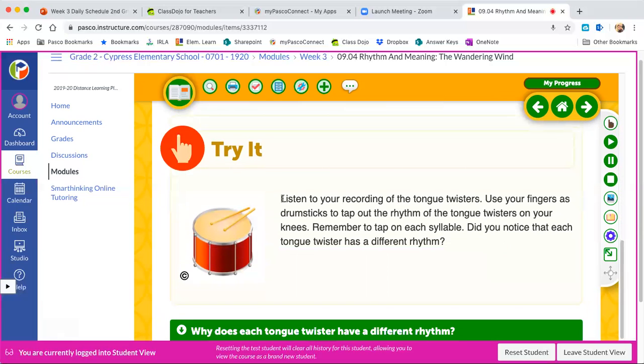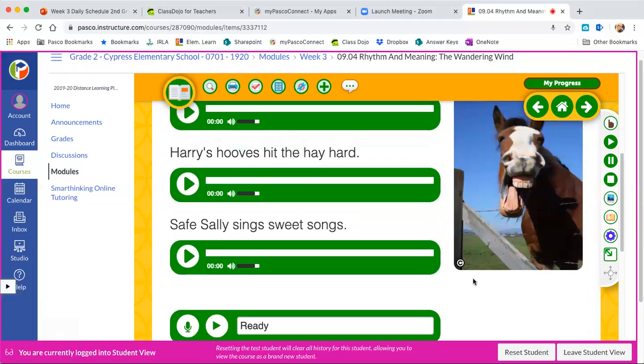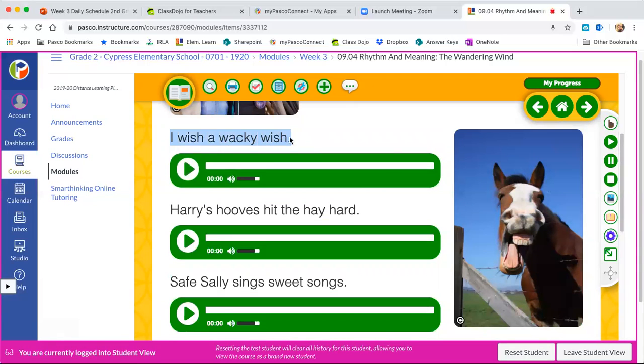Okay, now if you go back and listen to yourself reading those tongue twisters, and you use your fingers as drumsticks to tap out the rhythm of the tongue twisters on your knees or on your tabletop or on your arm, tap out each syllable. Do you notice how each one's rhythm is a little bit different? So let's go back to this first one. I wish a wacky wish. I wish a wacky wish. I hear 6 syllables. I wish a wacky wish. Do you hear those 6 syllables? Not words, but syllables.